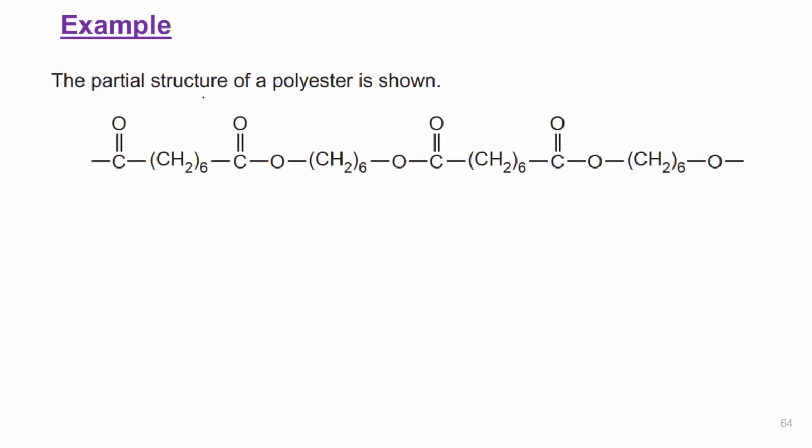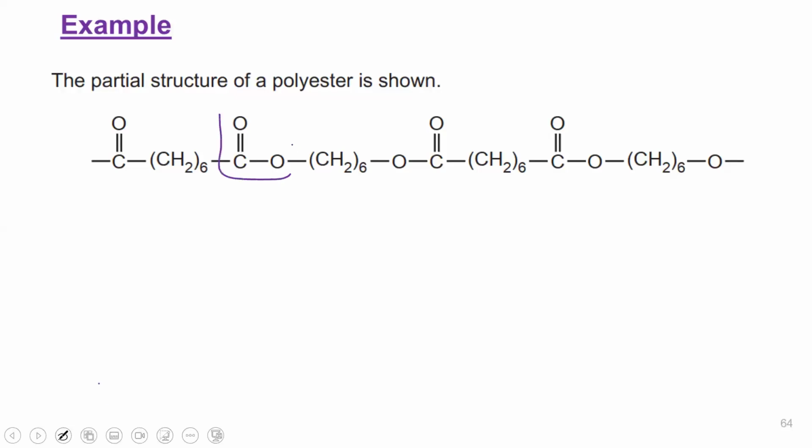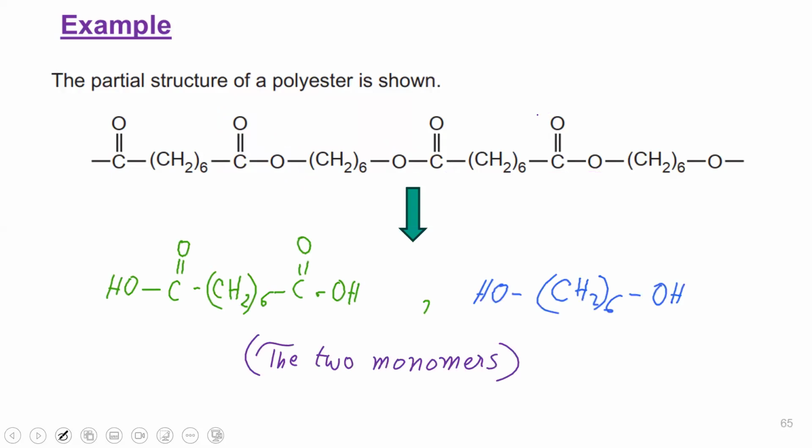Now look at this example. This is the structure of a polyester. In the exam, they will ask you to identify the link. This is an ester link. Ester link is the COO link.